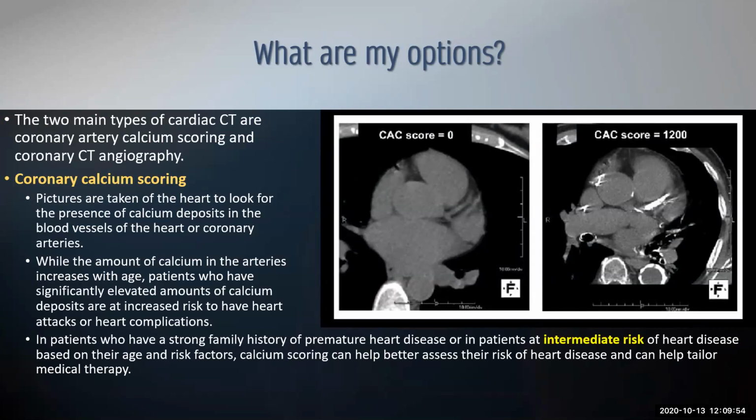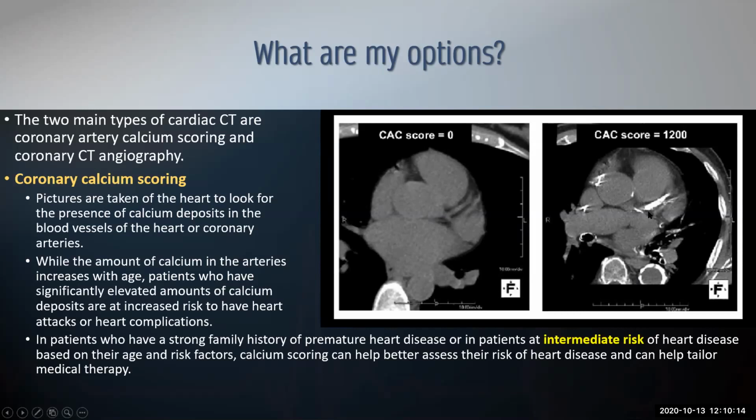And I'll get to that in a second. But what I mean is, it was really for asymptomatic patients. Coronary calcium scoring was meant for looking for obvious coronary calcium. So here's a CAC score of 0. There's clearly nothing lighting up. But in a patient that has a CAC score of 1200, you can see all this calcium lighting up here and even around here in the aorta.